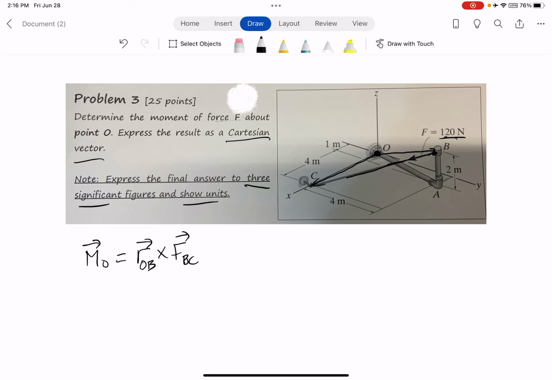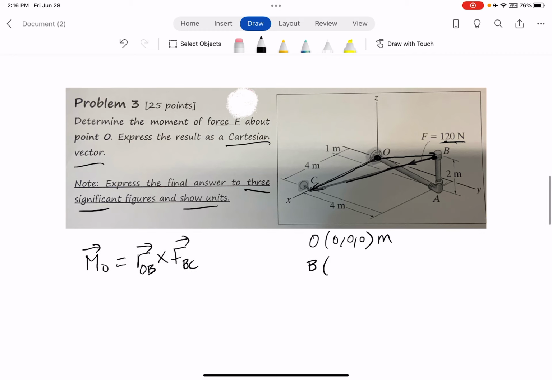We have the magnitude 120, and we have to convert it into Cartesian format. Sometimes if he gives you the force as IJK, use it as is. But here we have to convert it to IJK. Now, what is the point O, which is the origin coordinate? What is the point B? The point B, you could notice, is 1 meter in the X, see it here, 1 meter. The Y is 4 meters. And the Z is a little bit going up, so it's 2 meters.